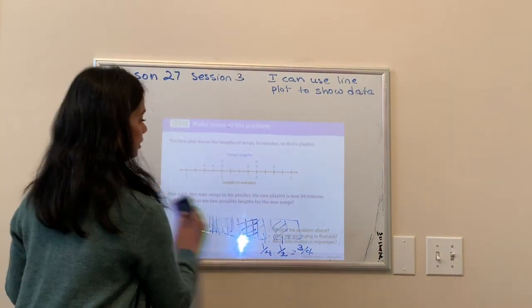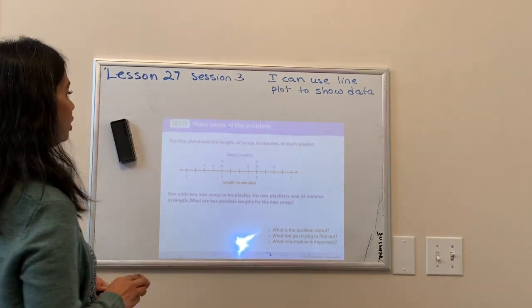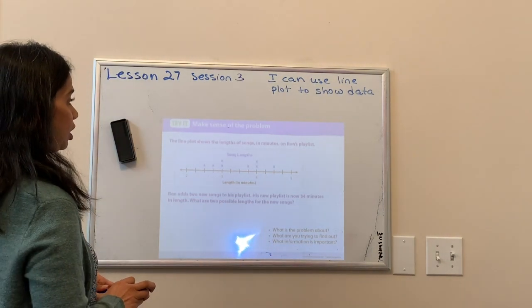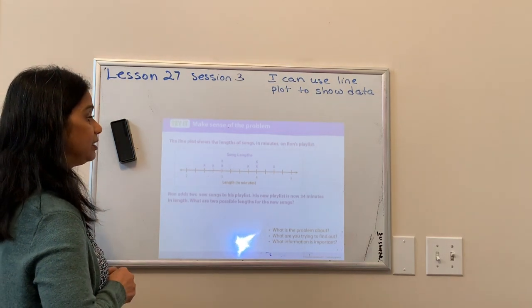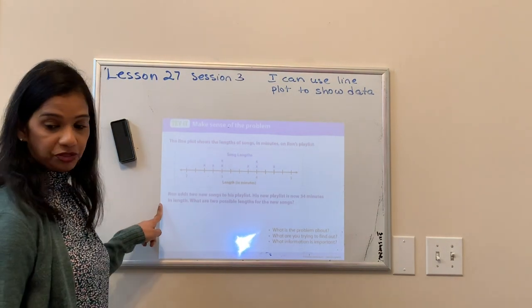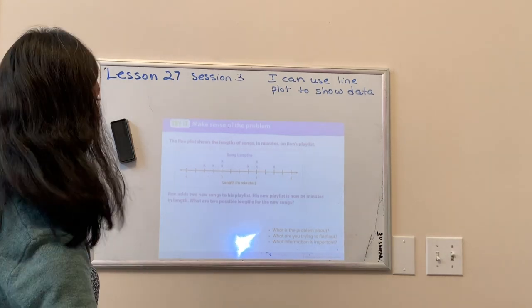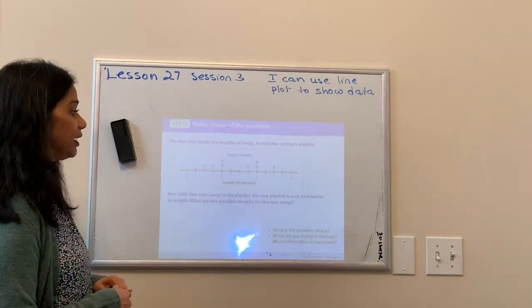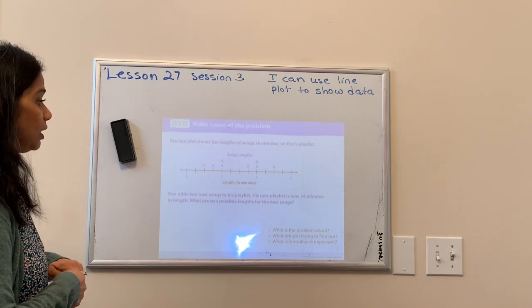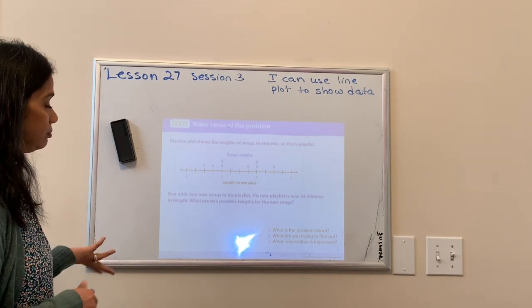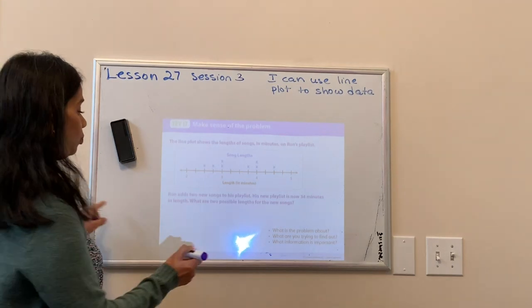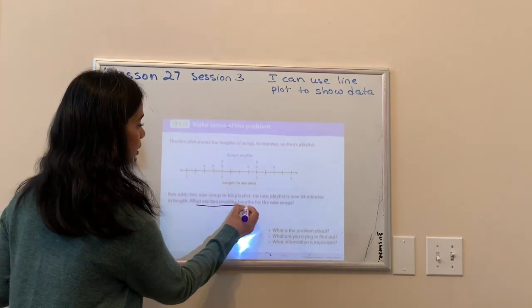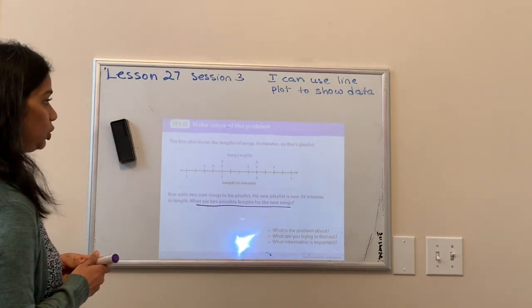All right, that's how we use fraction tiles to do that one. All right, let's look at this. The line plot shows lengths of songs in minutes on Ron's playlist. Ron adds 2 new songs to his playlist, so his new playlist is now 34 minutes in length. What are the 2 possible lengths for the new songs? What is the problem about songs? What are we trying to find out, right? We're trying to find out what are the 2 possible lengths for the new songs.